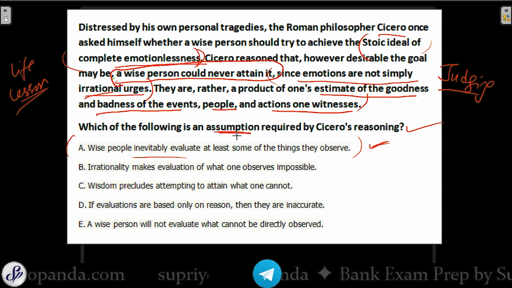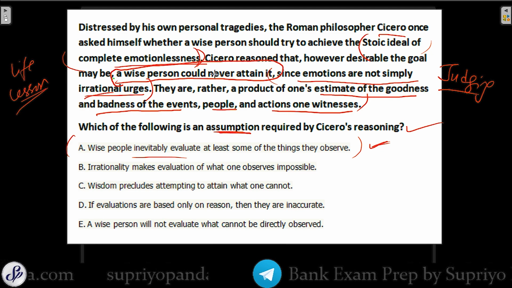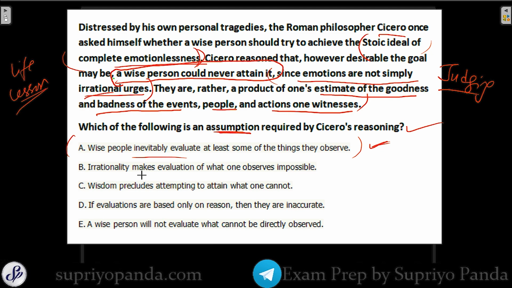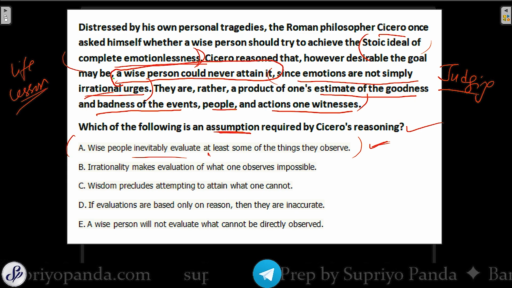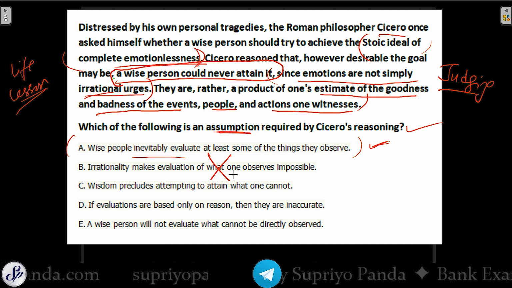No, because our argument is that the wise person is actually judging things, and so the wise person cannot be divorced from emotions. So where is irrationality coming in? The evaluation of what one observes impossible, irrationality. This is actually not related to our conclusion. So this is not an assumption at all.